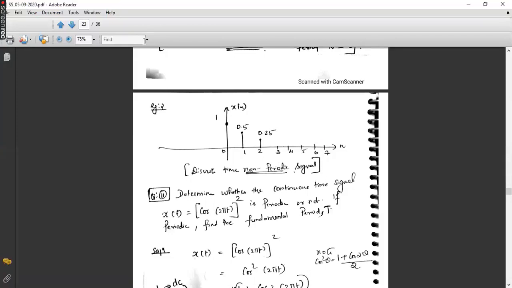This is a discrete time, non-periodic signal. Why so? Because the pattern is not repeating. What is the pattern over here? 1, 0.5, 0.25.